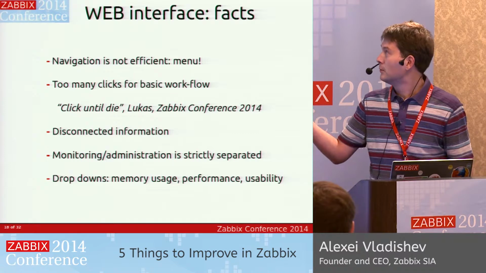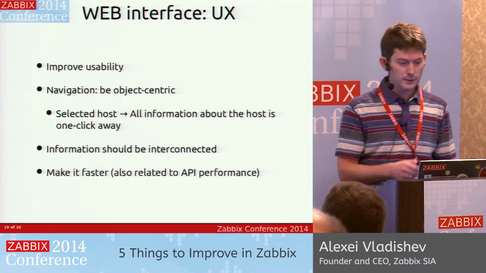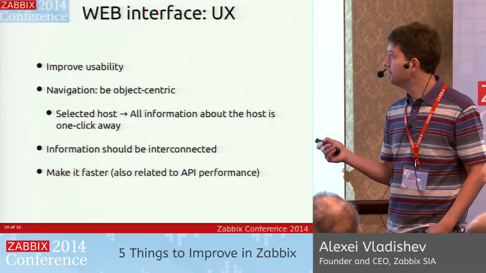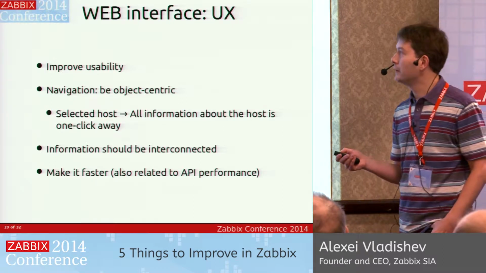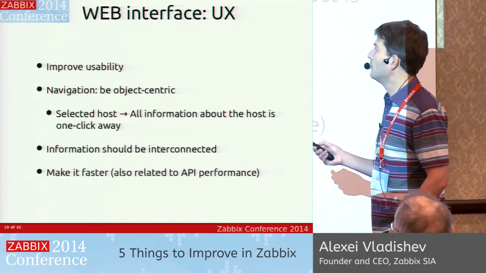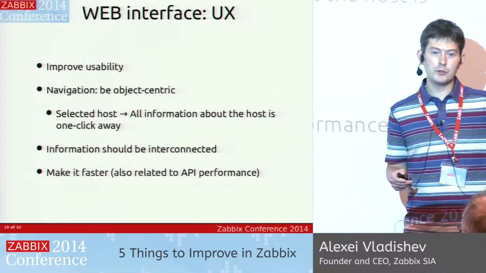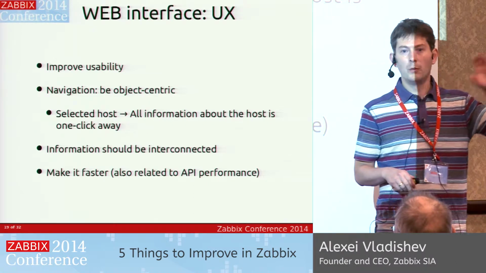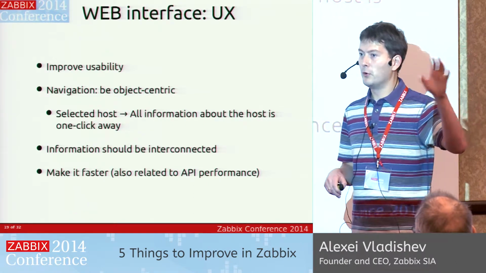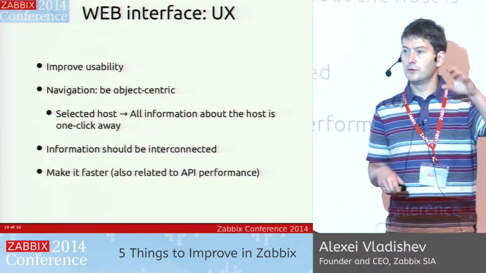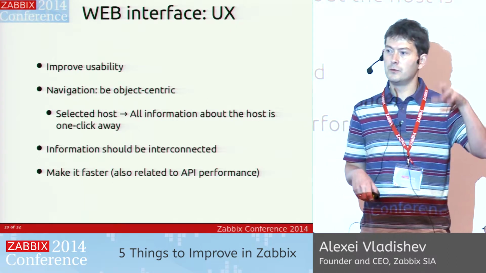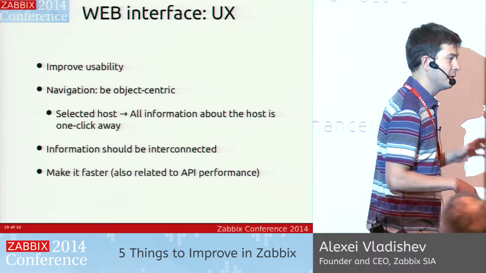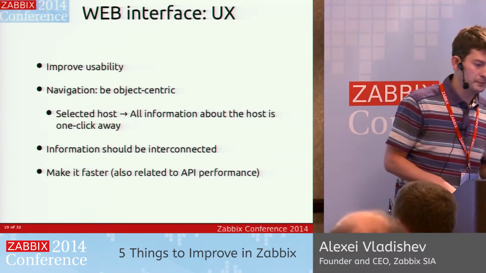So those are just a number of facts, and that's what we need to do as soon as possible. We need to improve usability. We need to improve navigation. I'd like to see it a little bit more object-centric. So basically, you select a host, and then you are one click away from a configuration of this host, one click away from some reports related to the host, and so on. So you select an object, and you can do everything with this object. You select the item, and you can do everything with the item. Okay, so I guess this is the way to go.